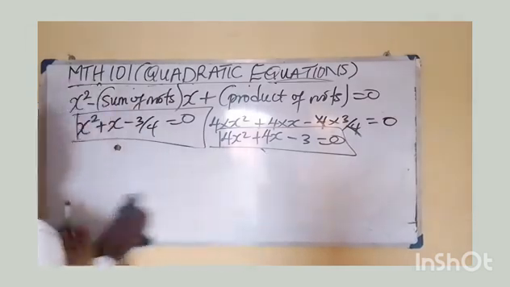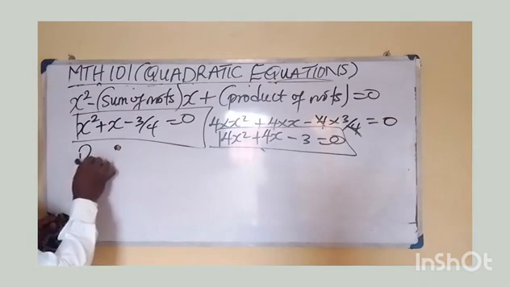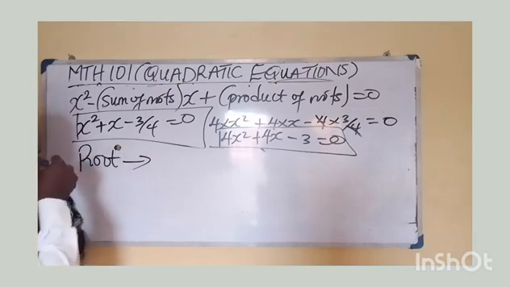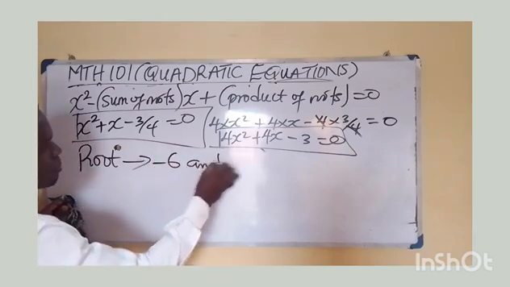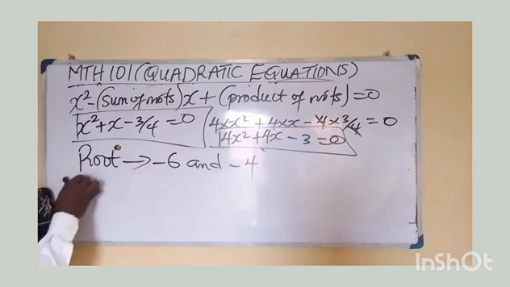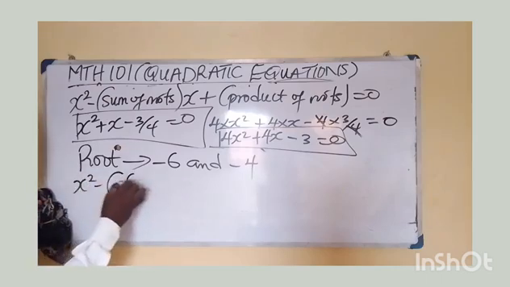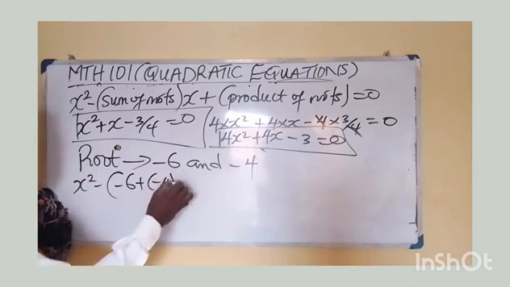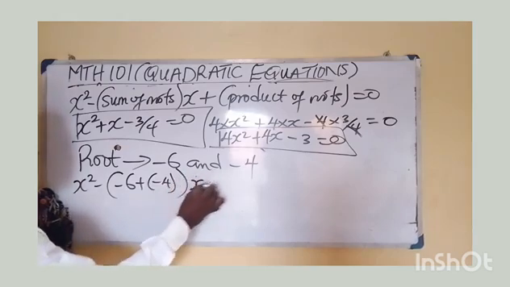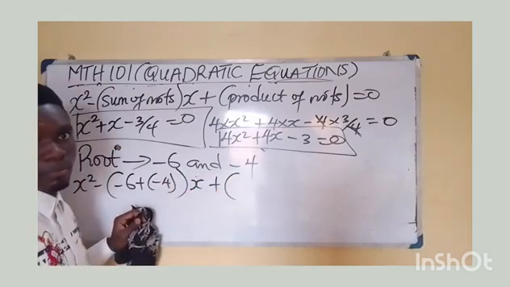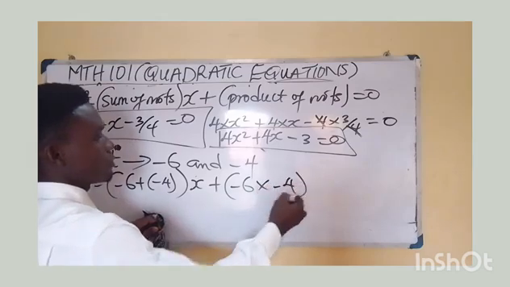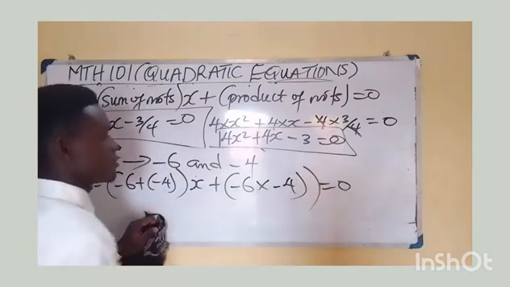What if you are given the roots as maybe minus 6 and minus 4, what will you do? So x squared minus the sum of roots, minus 6 plus minus 4, then plus, don't forget your x, then plus the product of roots. The product of roots is minus 6 times minus 4, equal to 0.